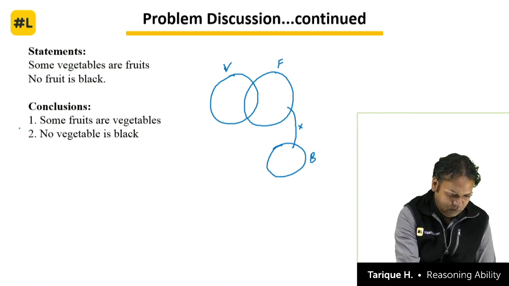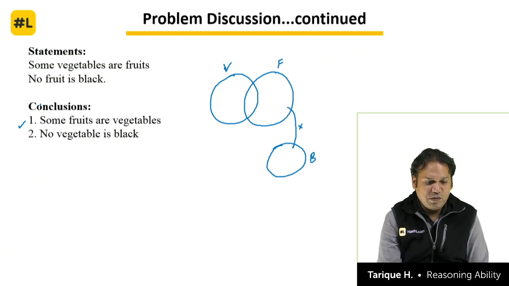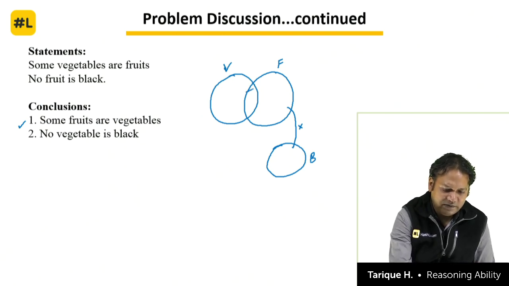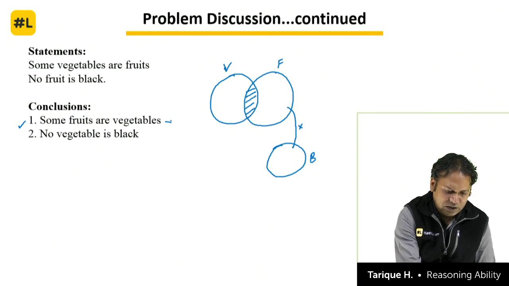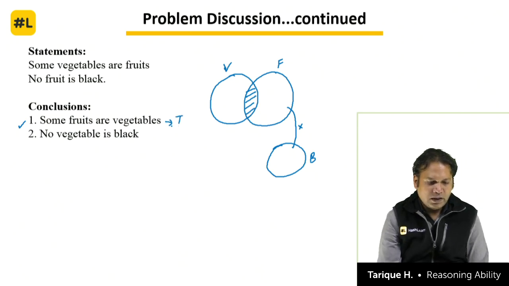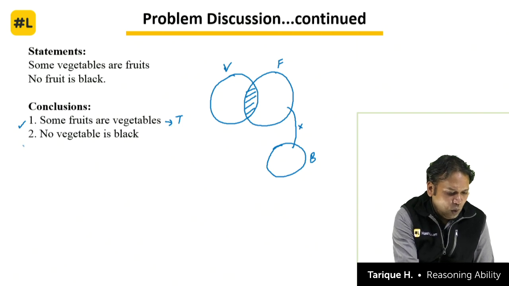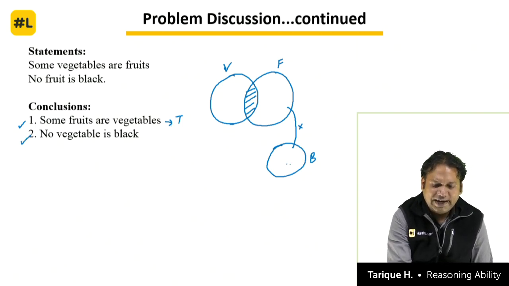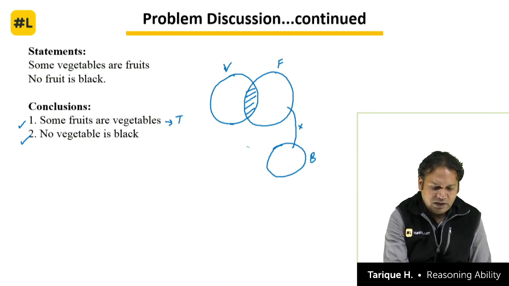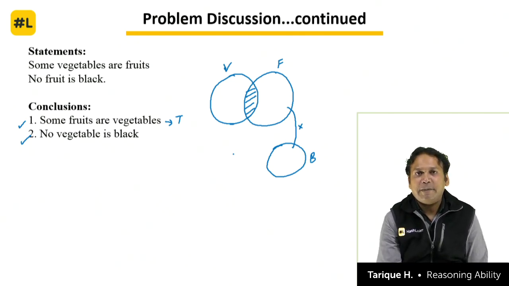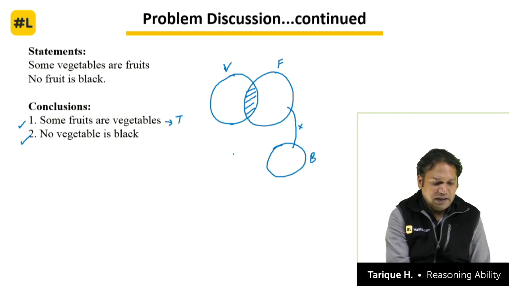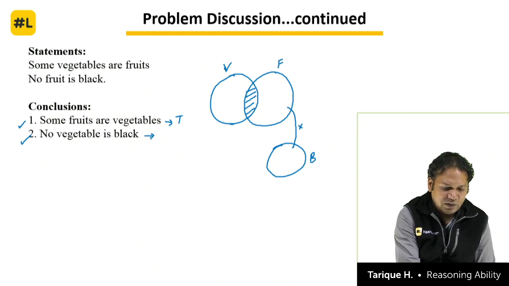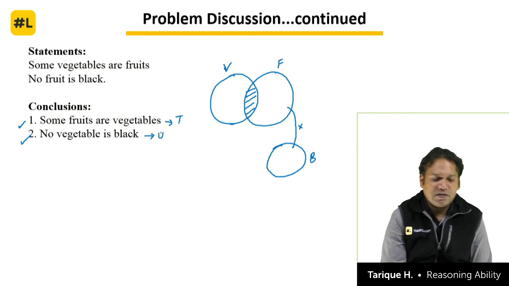Now, look at the first conclusion. Some fruits are vegetables, very simple. Yes, we can see that clearly from here. So this conclusion is true. The second conclusion: no vegetable is black. You can see the vegetable circle and the black circle. We do not have a negative link between these 2 circles. That means this is uncertain. We do not know whether it is true or false.